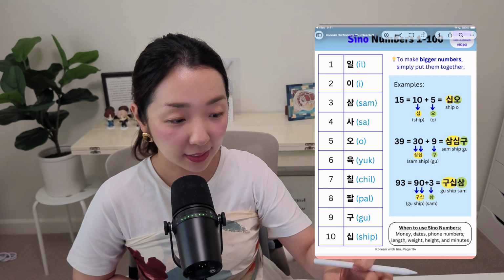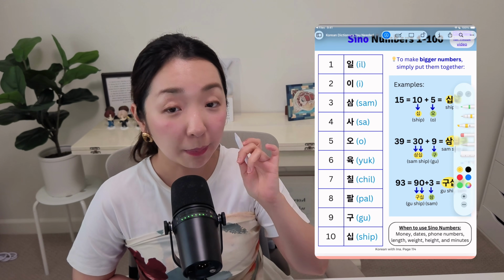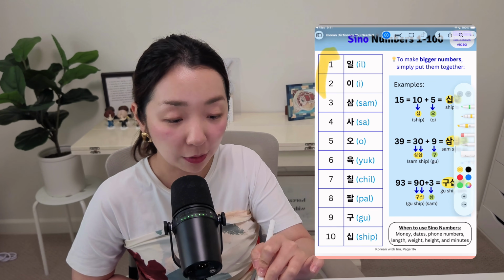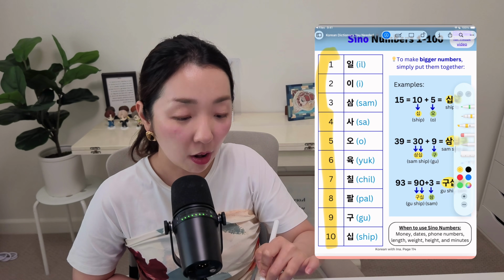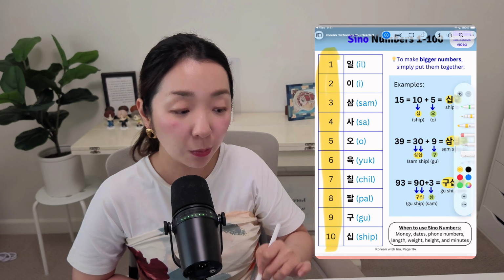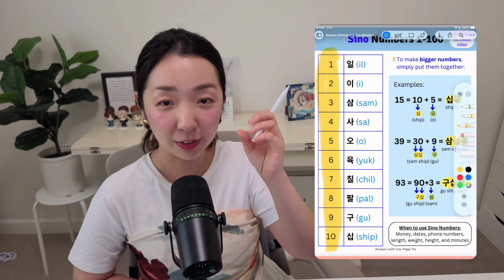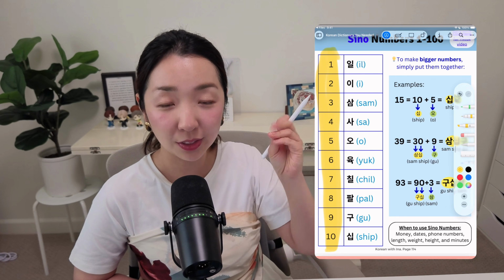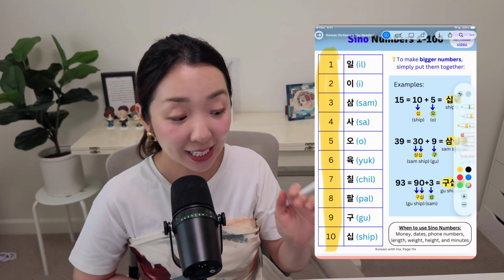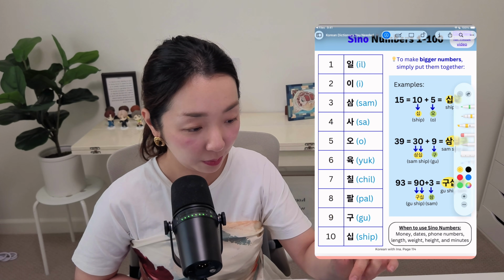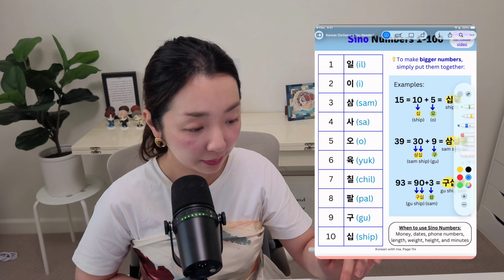That's what I meant. Bigger numbers are not that scary in Sino numbers because we got our foundations right here. All you're going to do is play with your foundations by putting things together. If it requires 10s or 20s and 30s, we just put them together. See how simple this looks. You ready? Let's go grab my pen. Here we go.